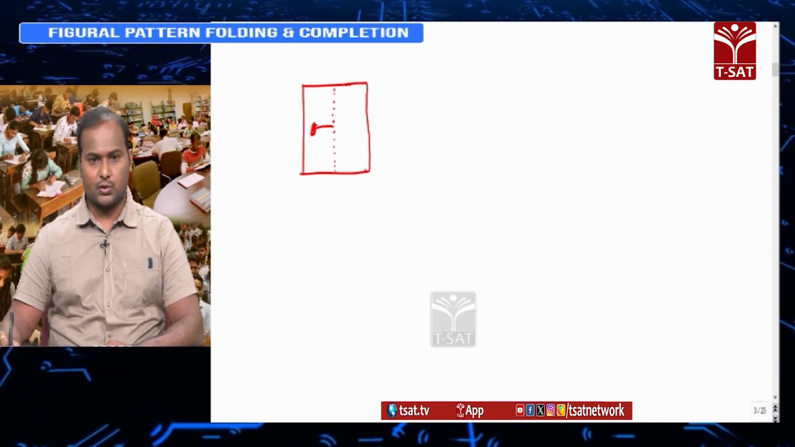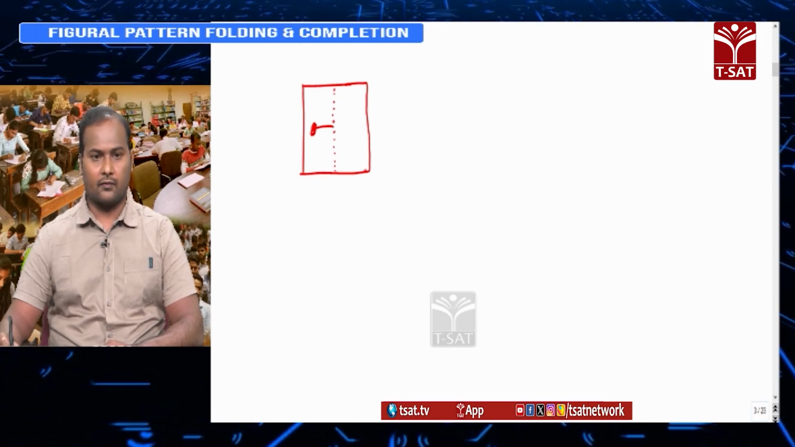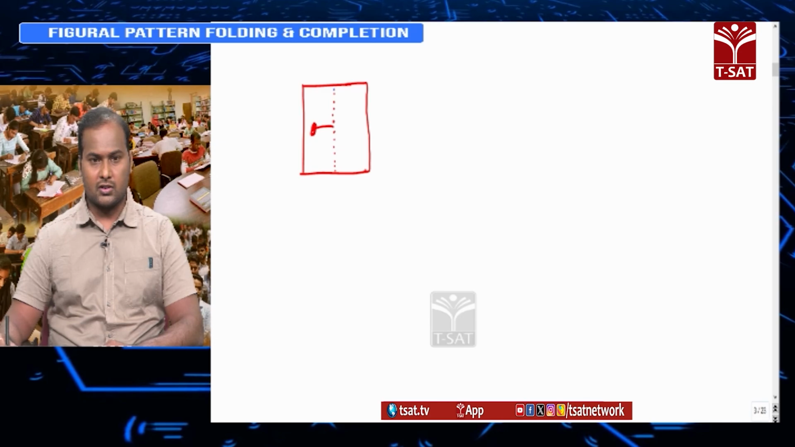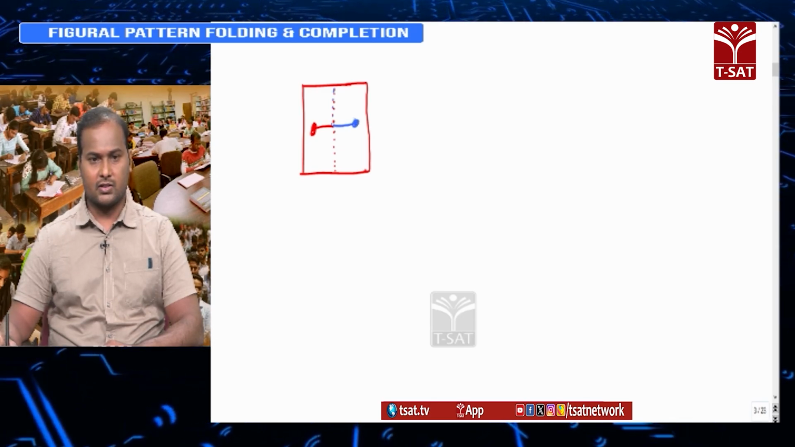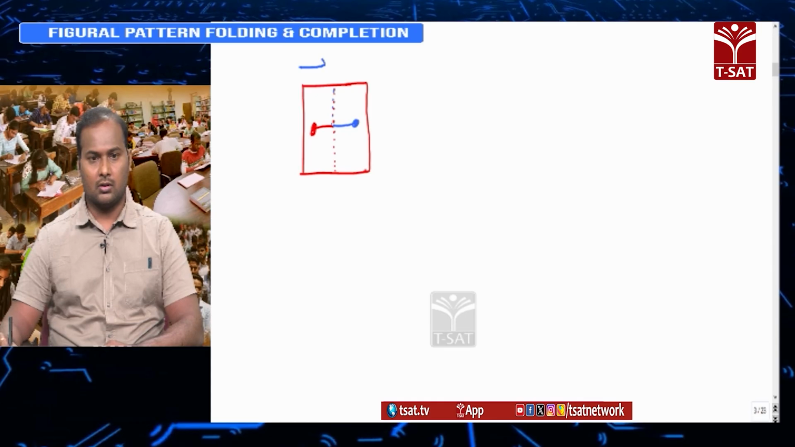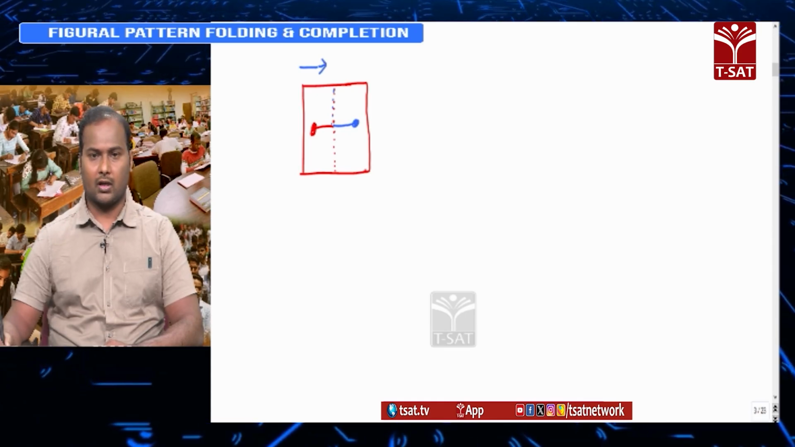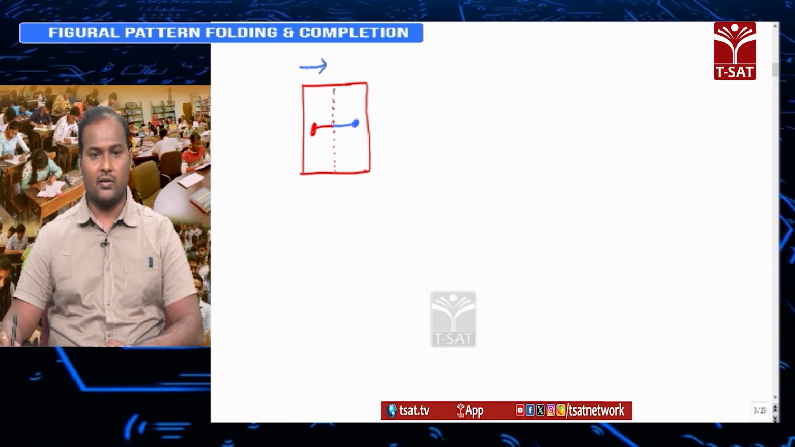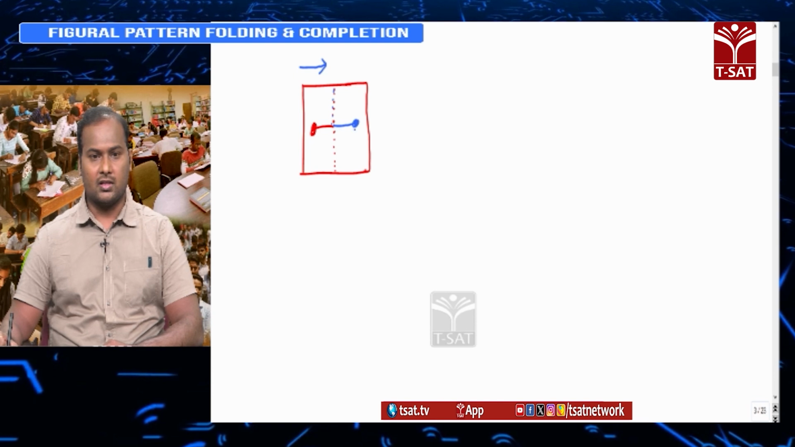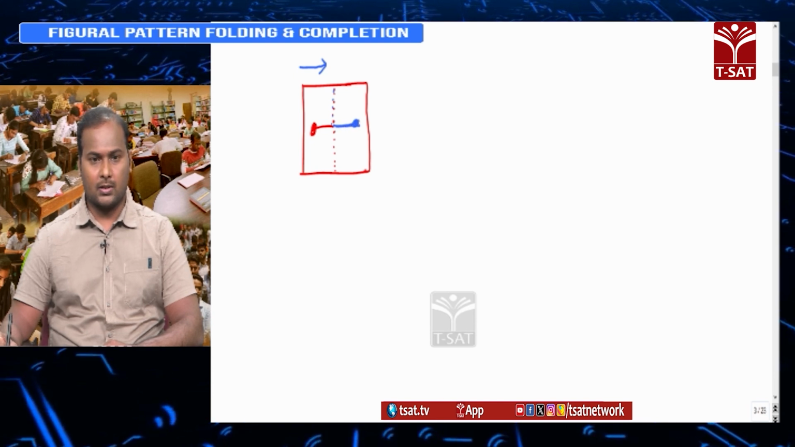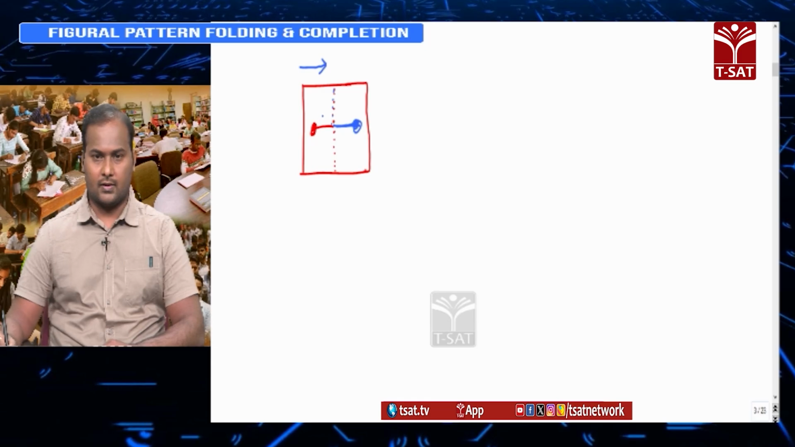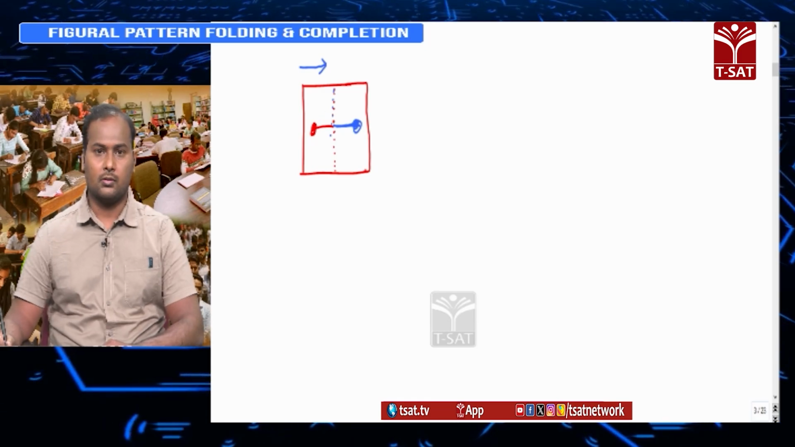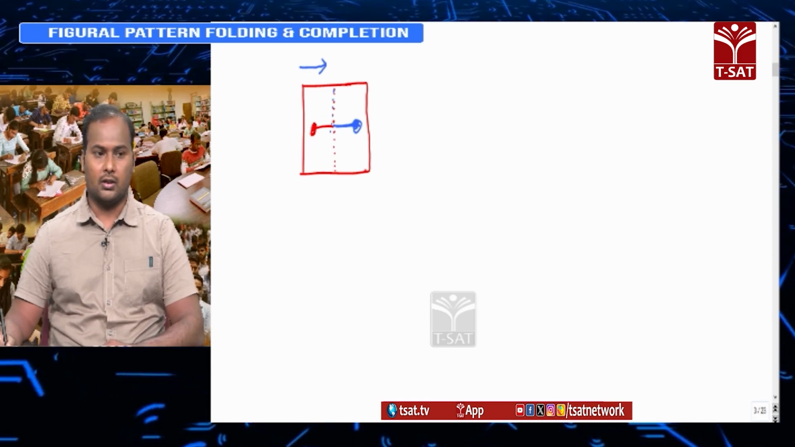For example, if you see this one, if I fold this particular figure exactly from this drawn dotted line, it will appear exactly like this, because I am folding from the left side to the right side. The moment I fold it from left side to right side, this is the image that appears on the other side. How to solve this kind of questions very fast, or how to observe these questions very neatly?